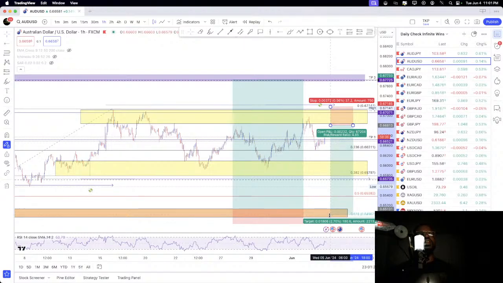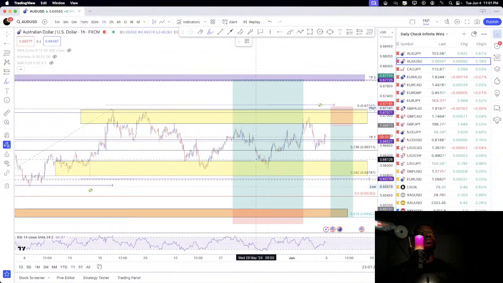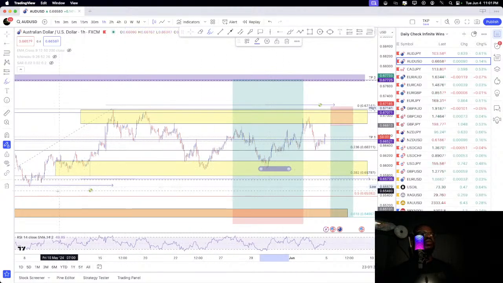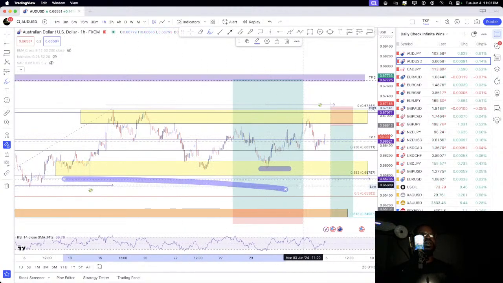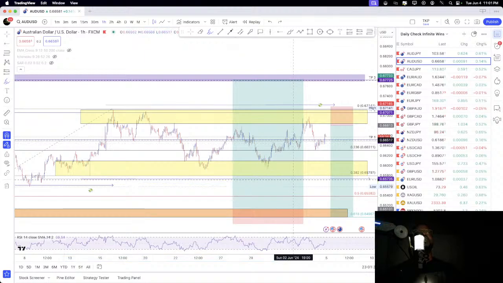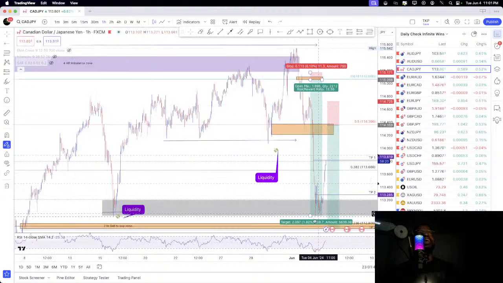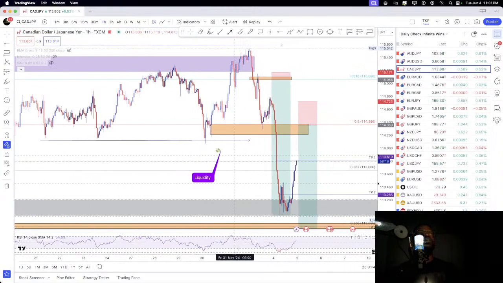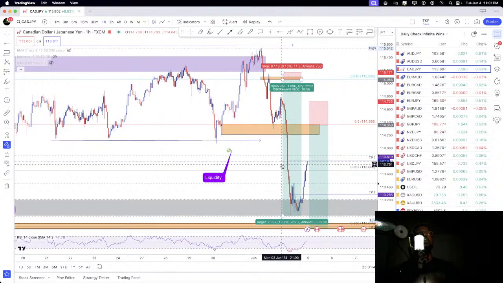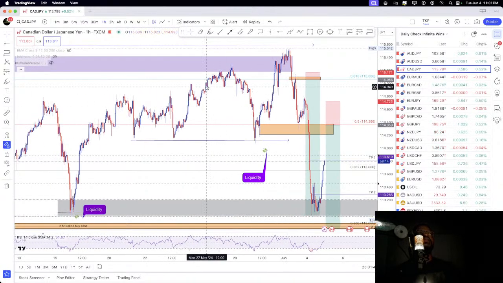You also have to account for this low. We can either see a retest of this low or a break of it. And why would we expect that break? Because of liquidity. We got a lot of money hiding down there, and the market wants to get that money. And just to show you an example of this, it's the exact same concept I used to find this 1 to 18 trade on CADJPY.